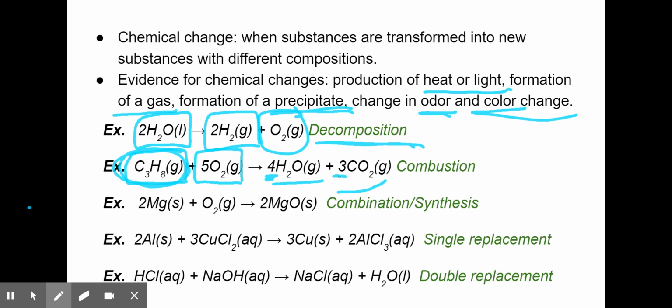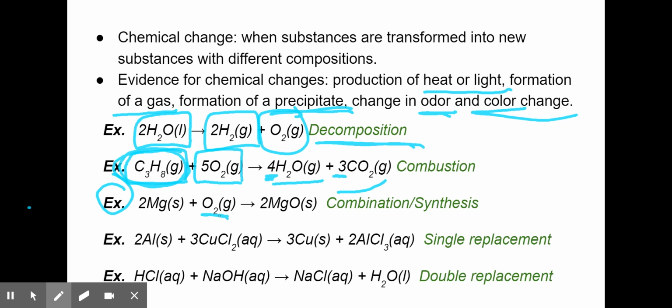Okay. In the third example, we have a combination, also known as a synthesis reaction. It's also a type of combustion because I see oxygen in it. That's up for debate. Chem teachers argue about whether that's considered combustion.